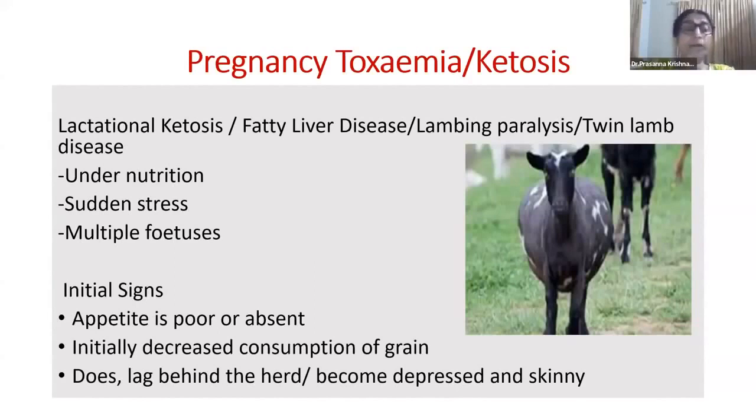The causes attributed are undernutrition in the flock, or a sudden stress to the animals, and rarely multiple fetuses, having more than 2 fetuses. Such conditions will predispose these animals to this condition. Initial signs in pregnancy toxemia: appetite is poor or absent, and they start reducing consumption of grain first. Sometimes the affected ones lag behind the herd. They will be slightly inactive, and they become depressed and skinny.